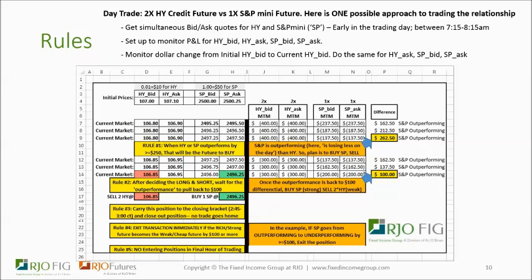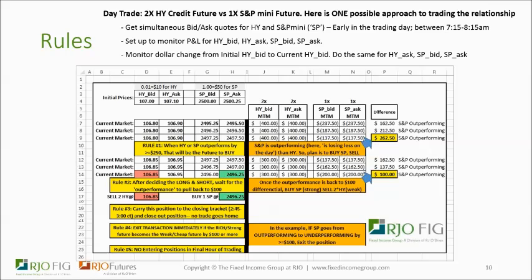So there are a few very simple rules to this strategy that we're throwing out today. The first one is to wait until there's a distortion, a P&L difference between one product and the other, of $250 or more. Once it gets there, we're going to wait until it pulls back to within $100 difference.